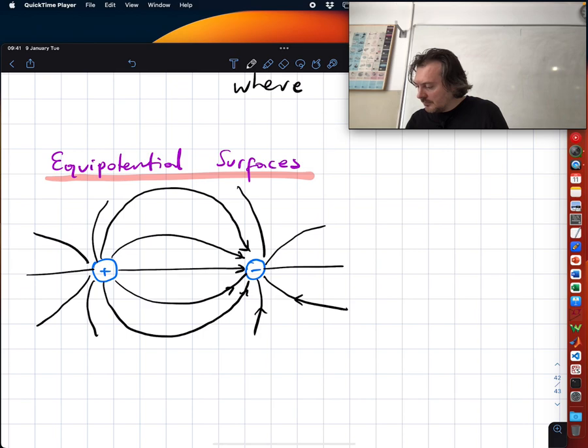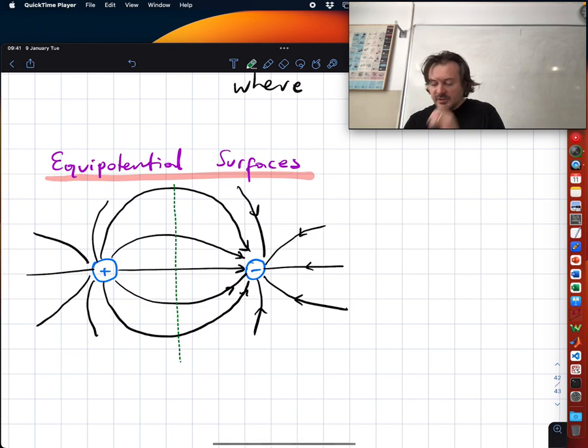So what is an equipotential surface? It's a surface where potential is the same. For example, this surface. What is the potential on top of that surface? Zero.